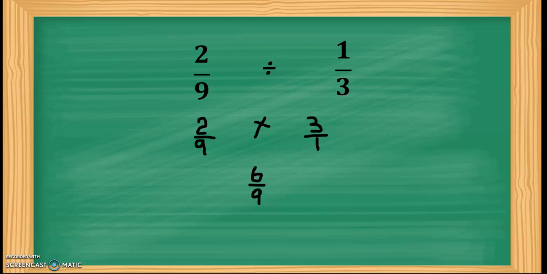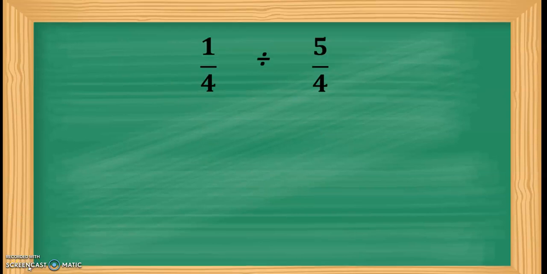Now this can be simplified. I can use 3. Now 3 goes into 6 2 times, and 3 goes into 9 3 times. So therefore, my answer here is 2 over 3.